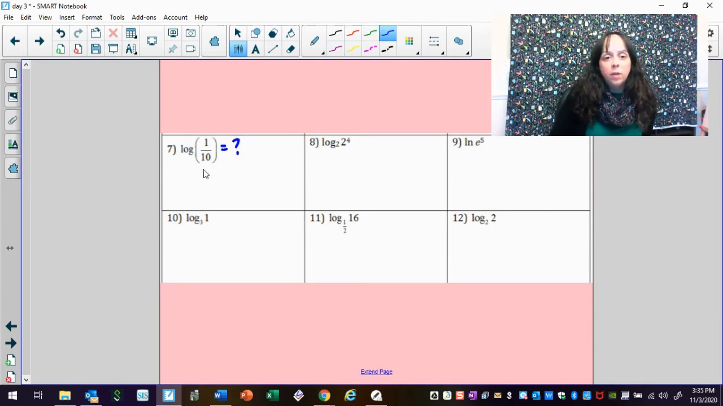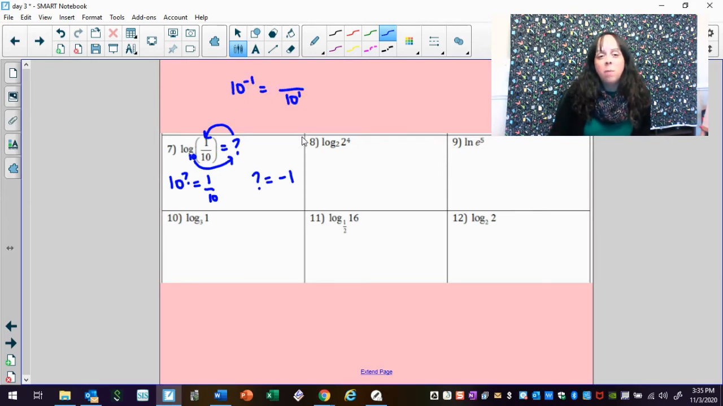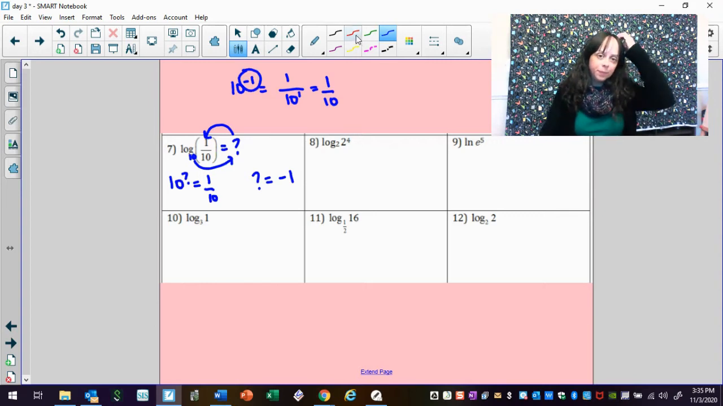All right. So another log where the base isn't written, that would be a base of 10. To what power is 1/10? That missing number would need to be a -1. Because 10 to the -1 will flip down to the bottom, exponent becomes positive, put a 1 on top. That's going to give you 1/10, that -1 exponent.